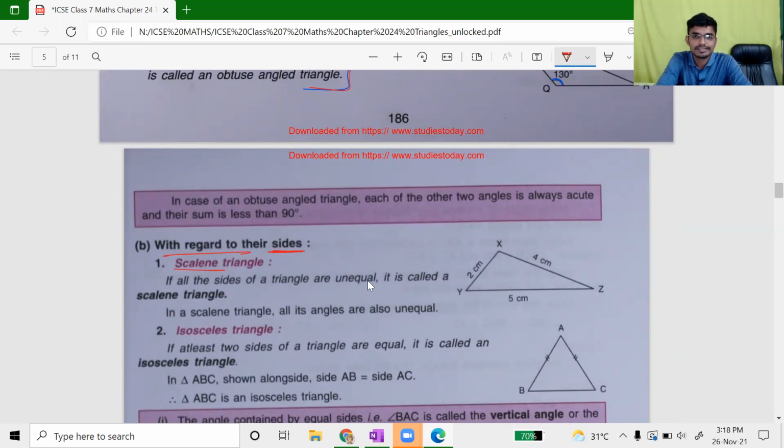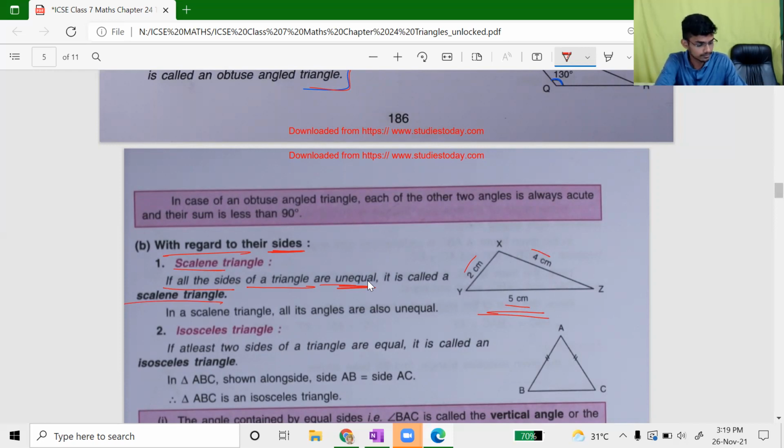Scalene triangle. Scalene triangle means all the sides of the triangle are unequal. Unequal means they are not in the same measurement. Like shown in this triangle, one is 2 centimeter, one is 3 centimeter, and one is 5 centimeter. Then we can easily say that all the sides of the triangle are different. They are unequal. So for that, we call it a scalene triangle.